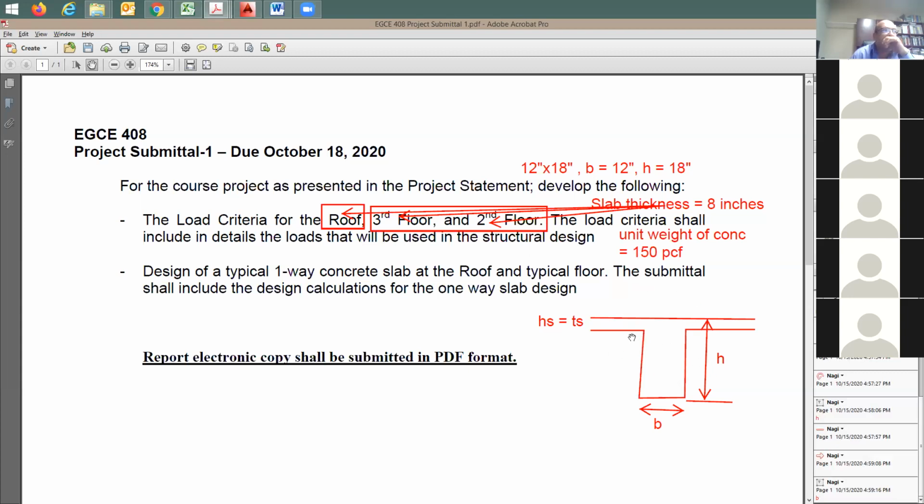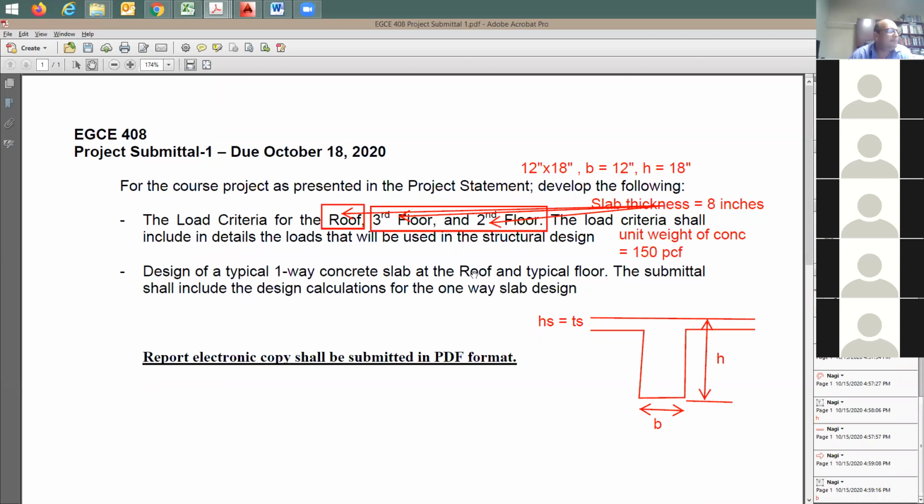Now, when I do the load criteria to design the slab, is the slab supporting the beam, or the beam supports the slab? Beam supports this slab. So when I do design for the slab, which weight should I consider? Should I consider the weight of the beam, or is the weight of the beam considered when I design the beam? Only when you design the beam, which means if you do analysis and design of the concrete slab, do not consider the weight of the beam. So I'm going to have separate load criteria for the slab versus the beam.